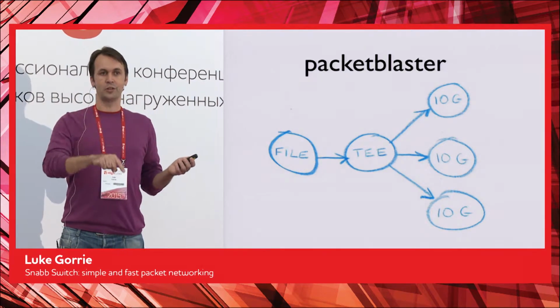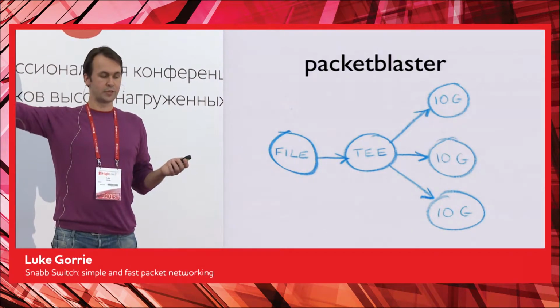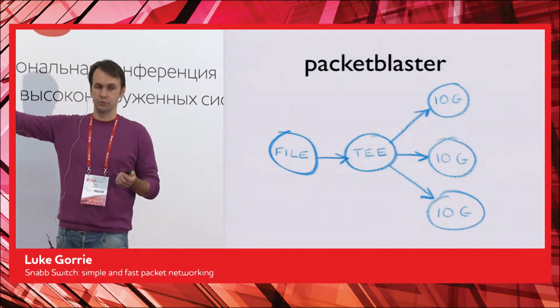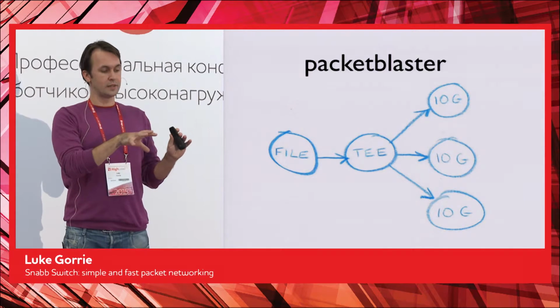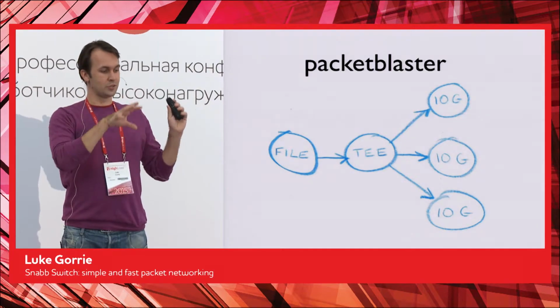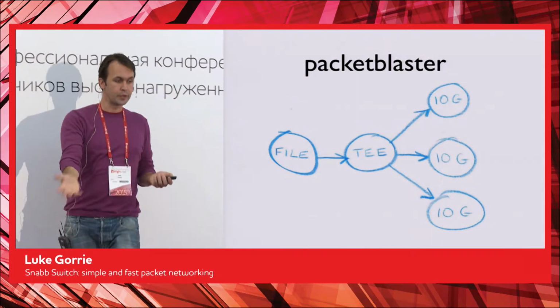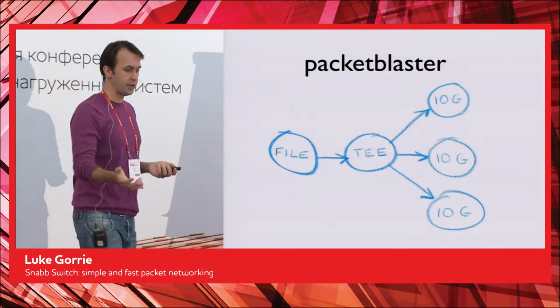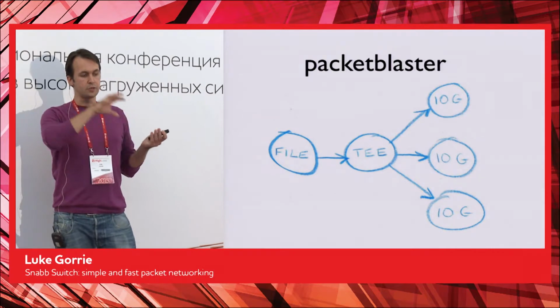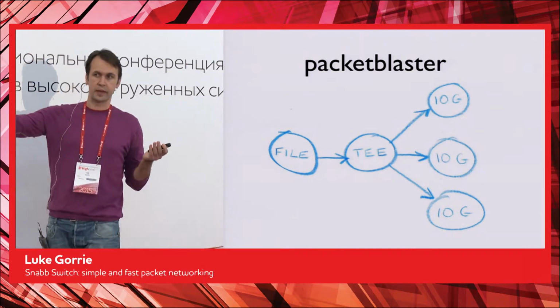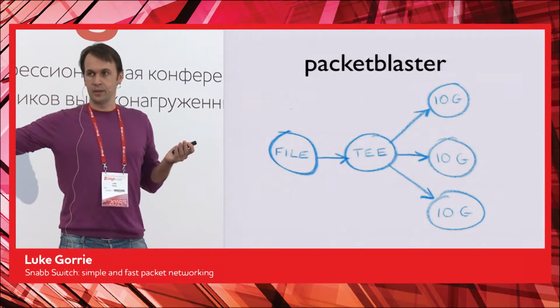You tell it which file you want to blast onto some network ports, and you tell it which ports you want to use by their PCI addresses, and it goes out and in Lua makes a little network like this. So you have a file app that reads packets out of this PCAP file that you've created with tcpdump or something like that, and it transfers those packets out to the Tee app, which then duplicates them.